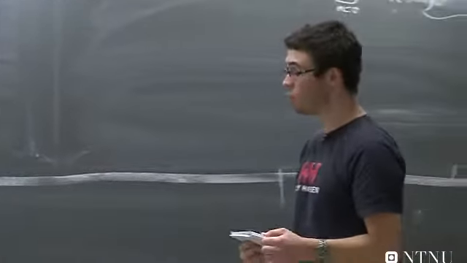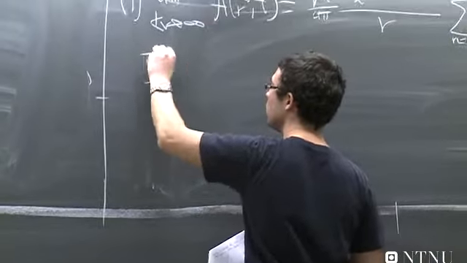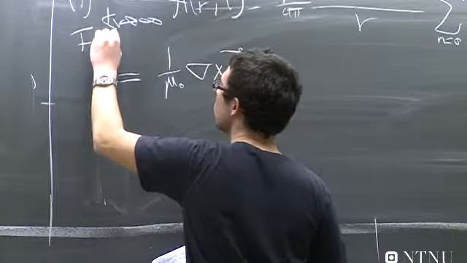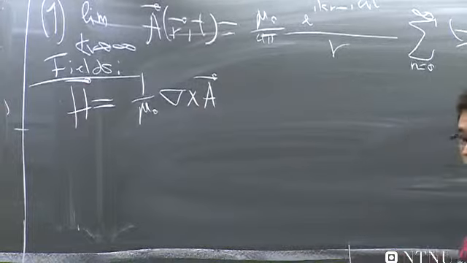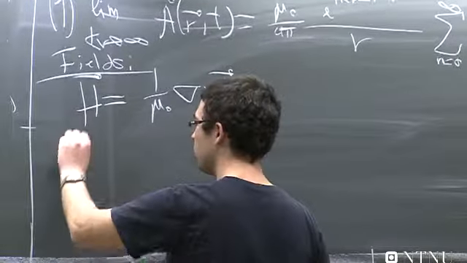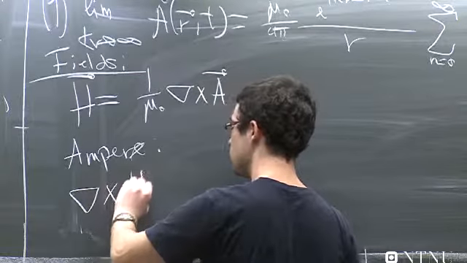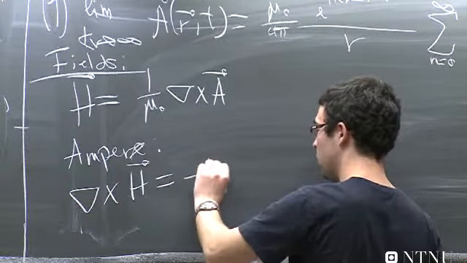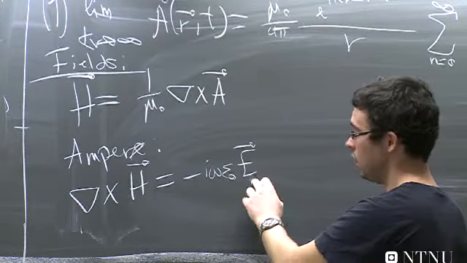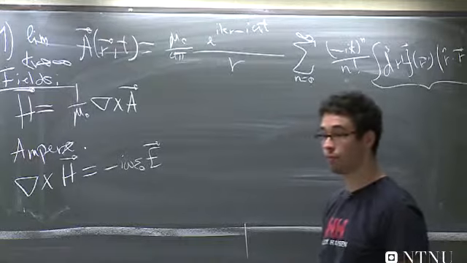Now, we would like to know the fields from this charge distribution, and then we can simply use that H, the magnetic field, is 1 over mu naught curl of A. And for the electric field, I don't go to the scalar potential and the vector potential. Rather, I use Ampere's law, which simply states that the curl of H is equal to minus i omega epsilon naught E. And this is because E has a harmonic time dependence because the sources are harmonically time dependent, meaning that the time derivative of E is simply minus i omega. Question?